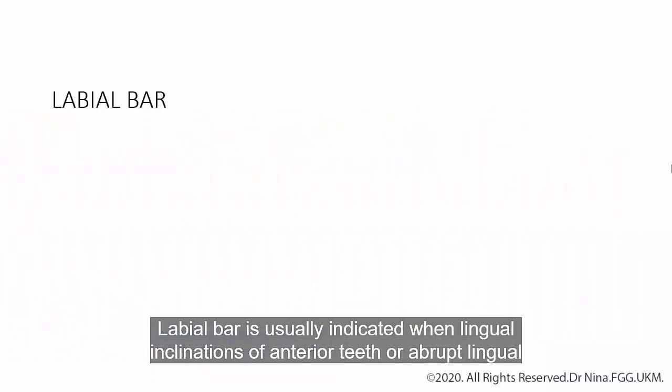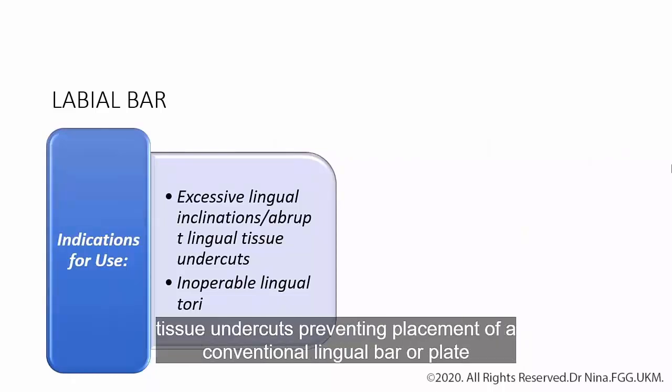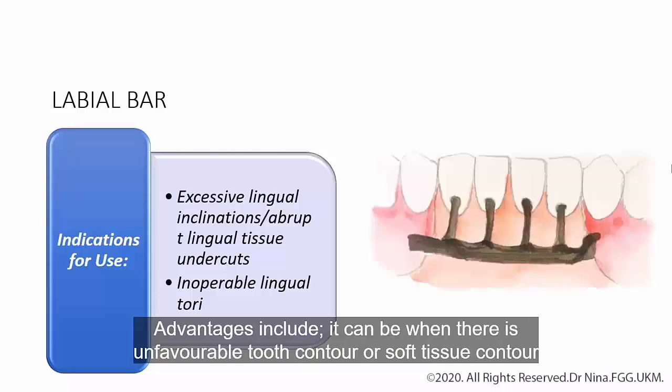Labial bars are usually indicated when you have lingual inclinations of anterior teeth or when you have broad lingual tissue undercuts that prevent placement of a conventional lingual bar or lingual plate. This type of connector can also be used when you have severe lingual tori that cannot be removed.